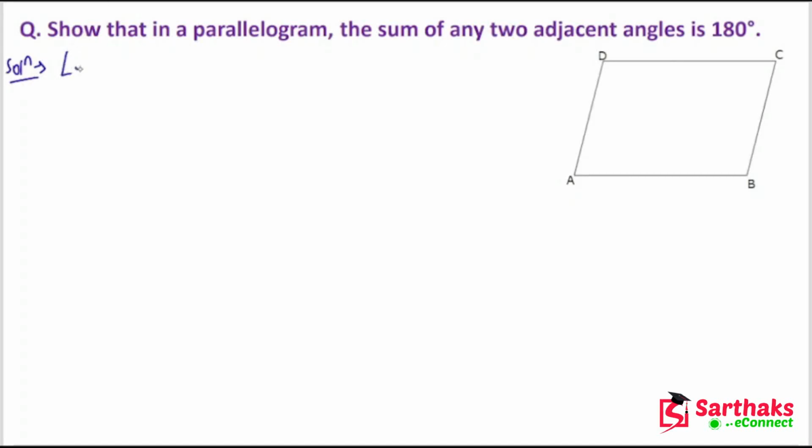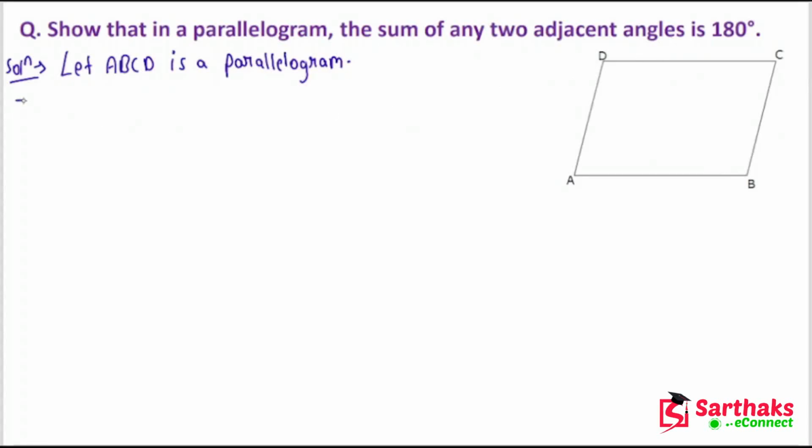So let ABCD be a parallelogram. For this purpose, we need a parallelogram. Now we have four pairs of adjacent angles: AB, BC, CD and AD. What we have to prove is that the sum of any two adjacent angles is 180 degrees.